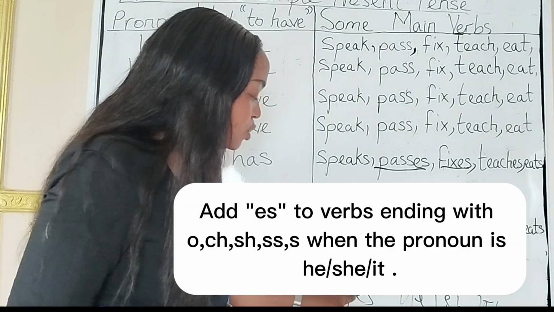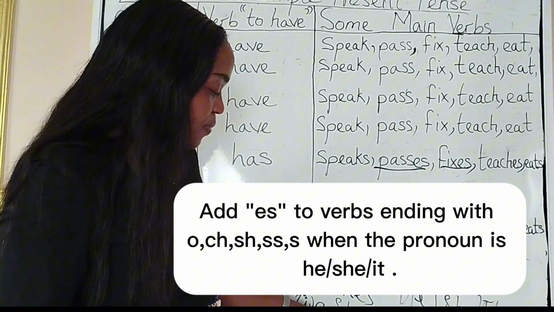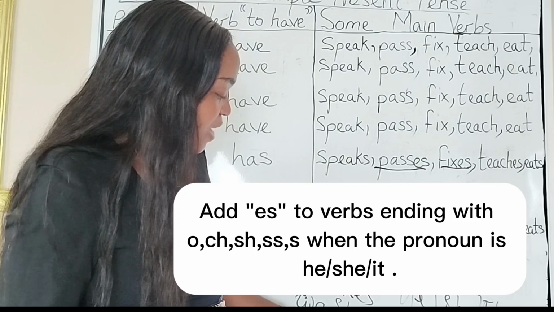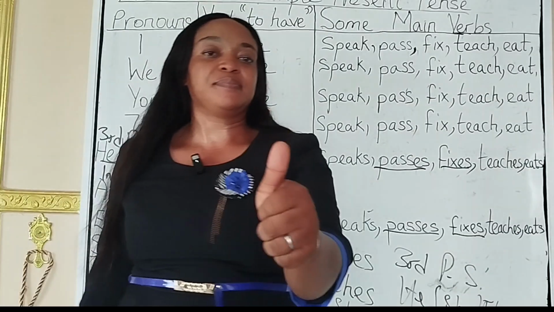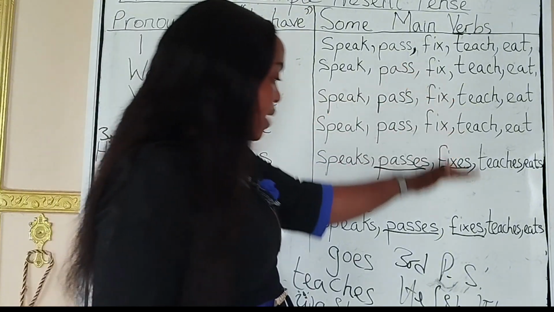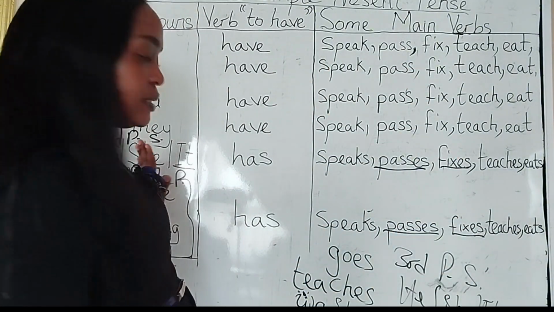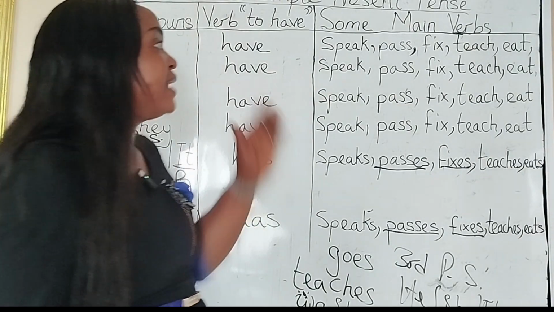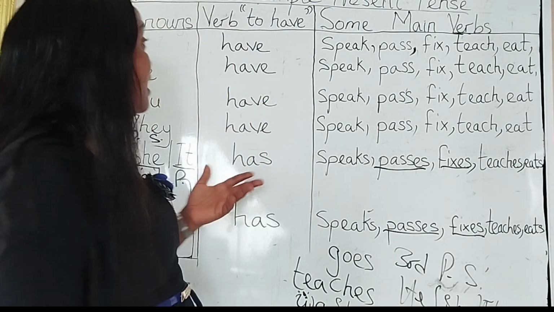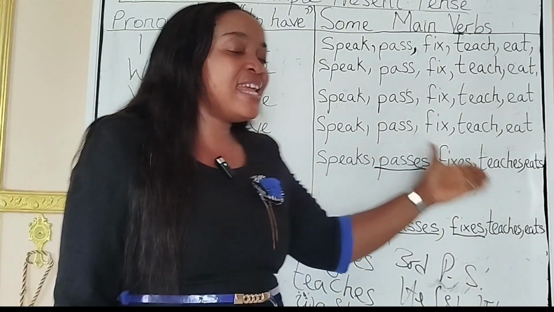Always add es to a verb that ends with o, a verb that ends with ch, a verb that ends with sh, a verb that ends with double s, and the one that ends with x. That is why we have these differences at the level of the third person singular and the indefinite pronoun. And the last is eat. I eat, we eat, you eat, they eat, he, she, it eats.